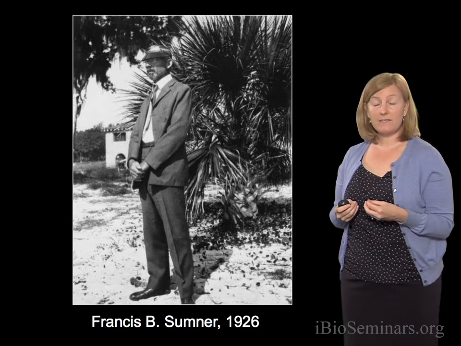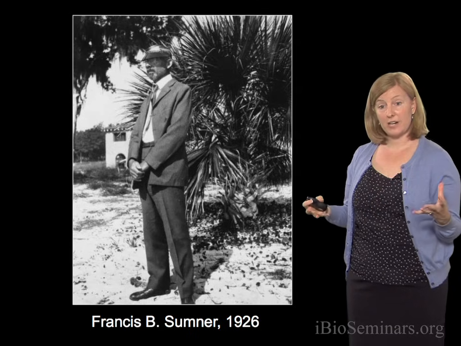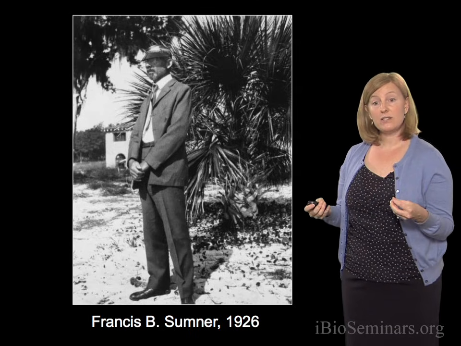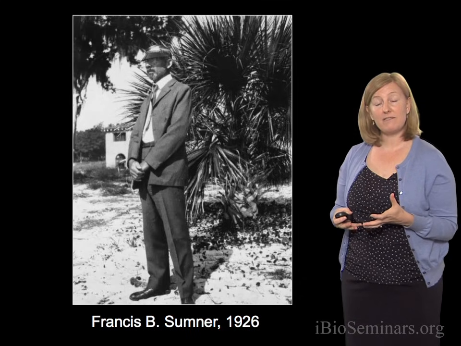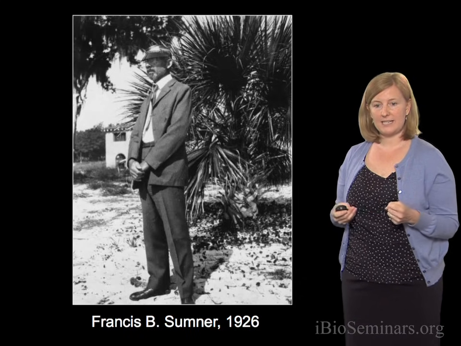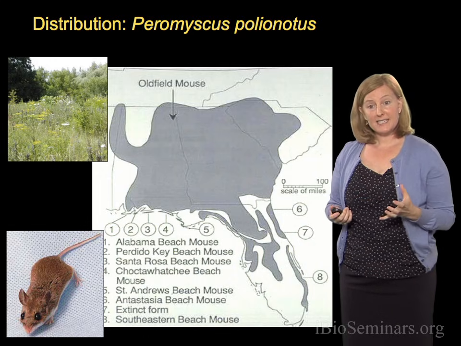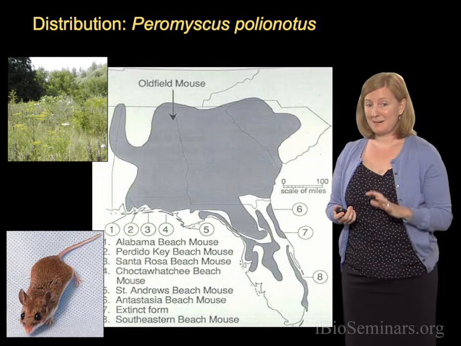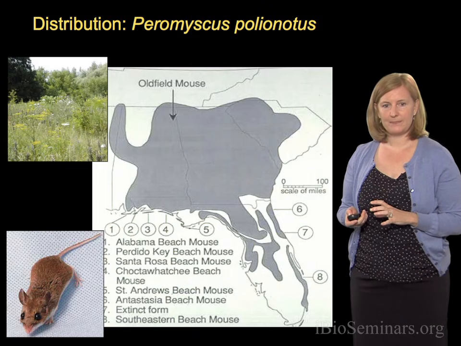And he spent the bulk of his career trying to answer the question of why populations vary so much in nature. To do this, he would drive around the US and catch mice and document variation in a number of traits, including color variation. So Francis Sumner's favorite species of deer mouse, and mine as well, is a particular species called Peromyscus polionotus.